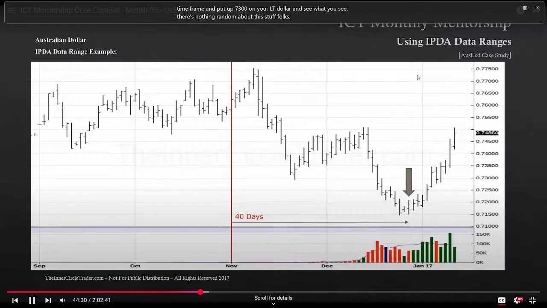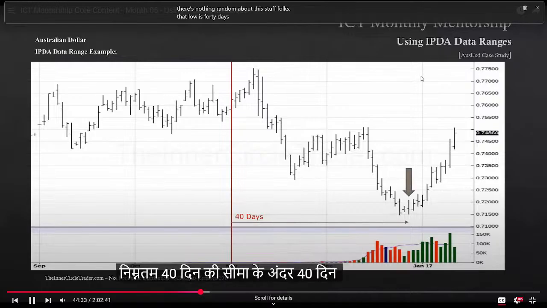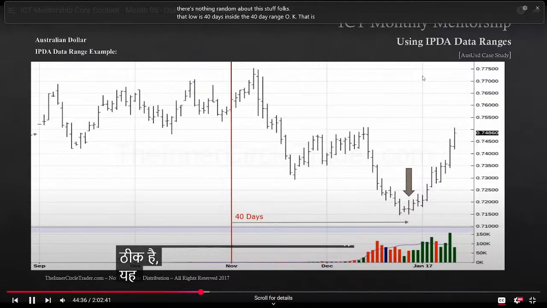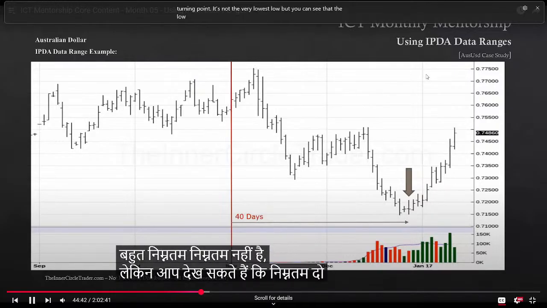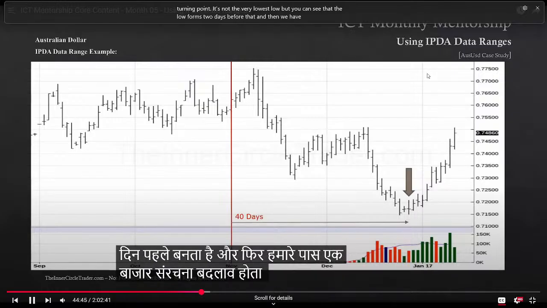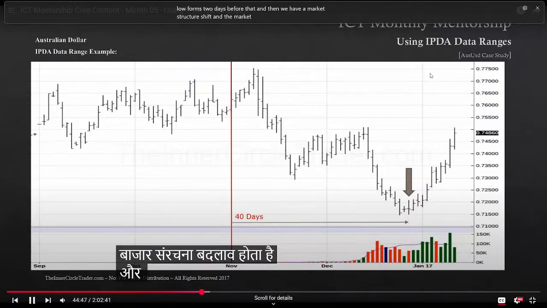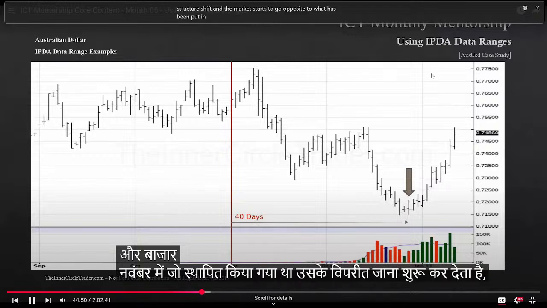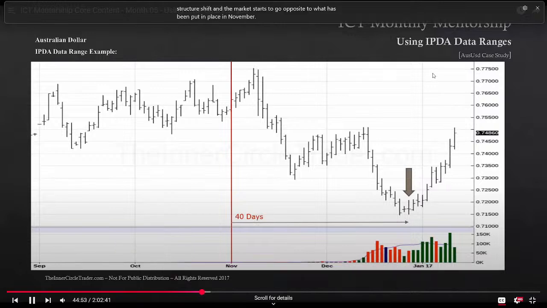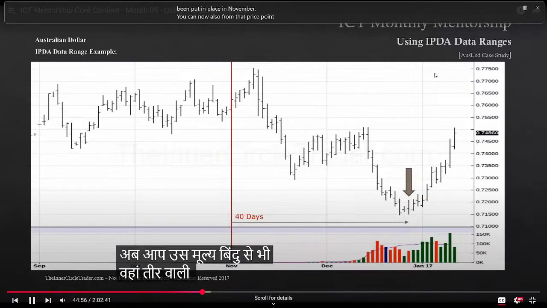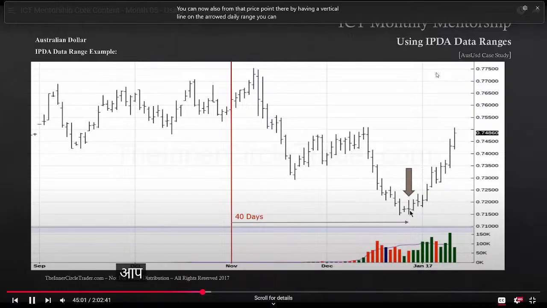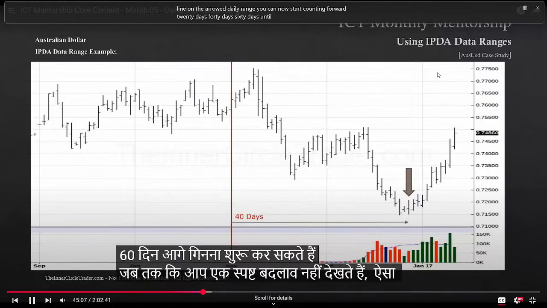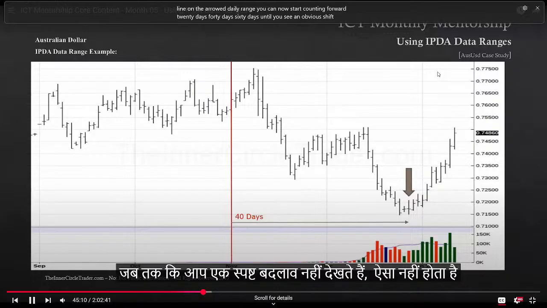That low is 40 days inside the 40-day range. Okay, that is a significant turning point. It's not the very lowest low, but you can see that the low forms 2 days before that. And then we have a market structure shift, and the market starts to go opposite to what has been put in place in November. You can now also, from that price point there, by having a vertical line on the arrowed daily range, start counting forward 20 days, 40 days, 60 days, until you see an obvious shift quarterly.